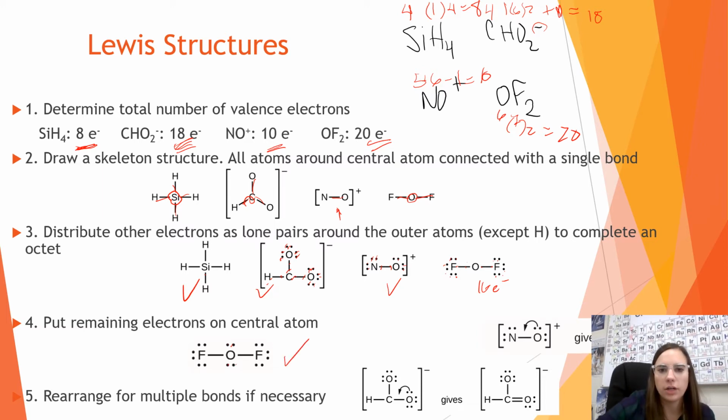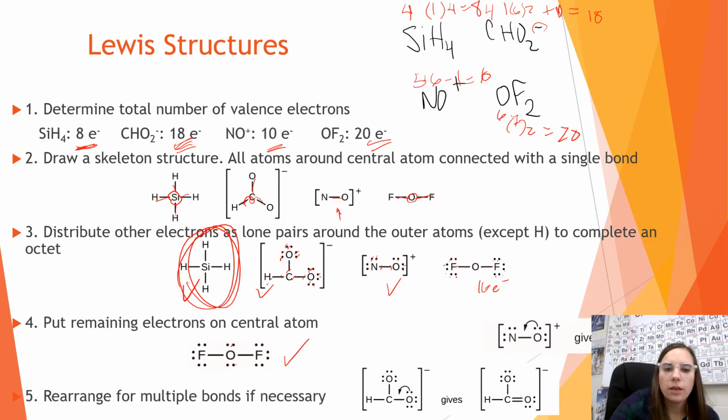Now all of our electrons are taken care of. So now we're going to look to see, does every atom have its full octet or its full shell? And if not, we're going to rearrange bonds. So hydrogen and silicon all have their full, so this is the final Lewis structure for that.